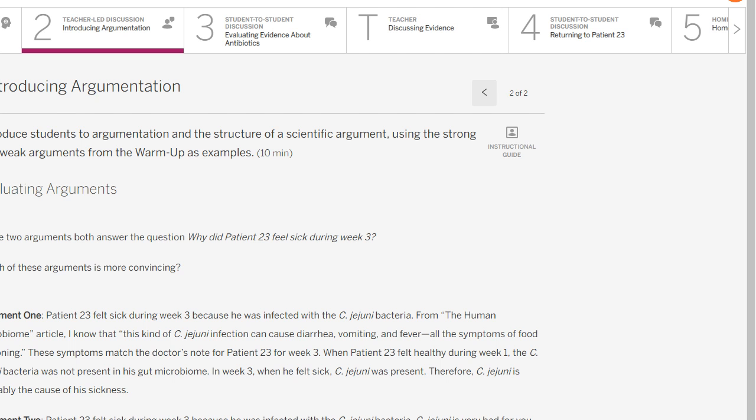Do both arguments explain how the evidence supports the claim? Argument 1 does, argument 2 does not.